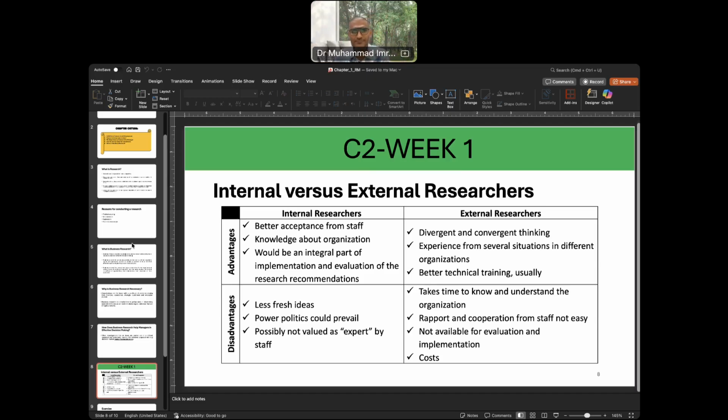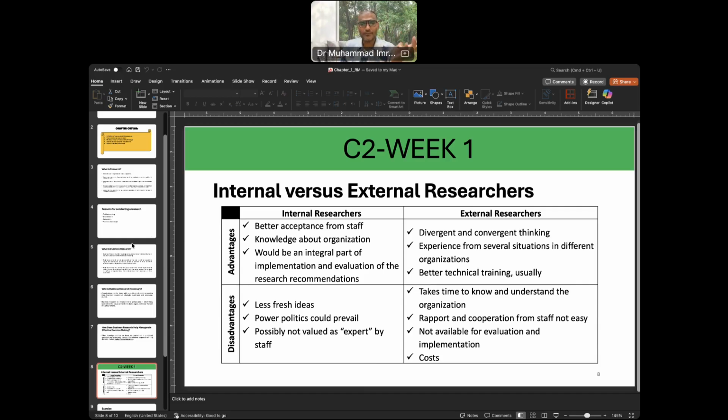Right, my dear students? I hope you understand the internal researcher and external researchers. Now, the advantages and disadvantages. Let's discuss them. This is very important, please keep it in mind and be attentive.